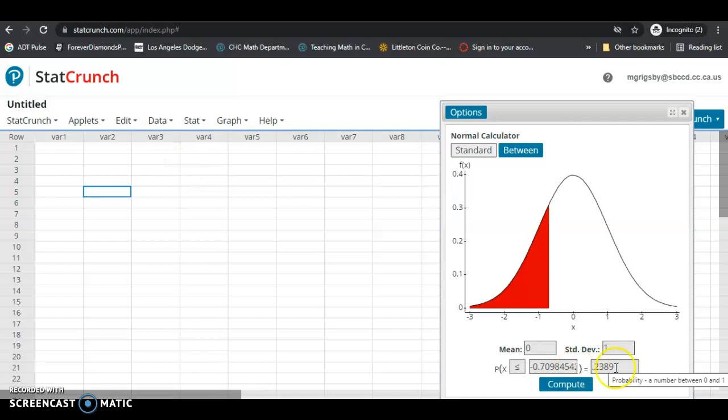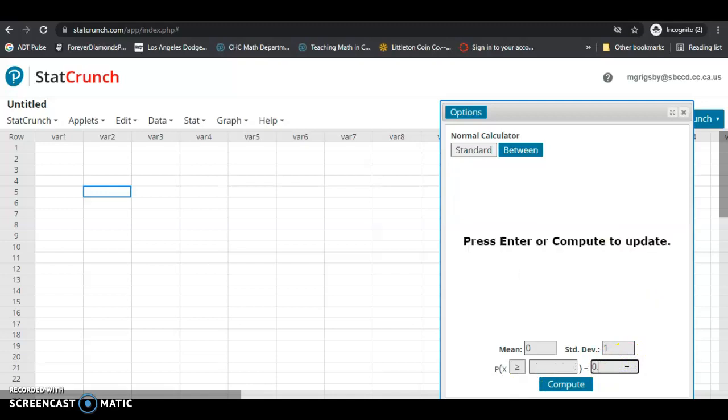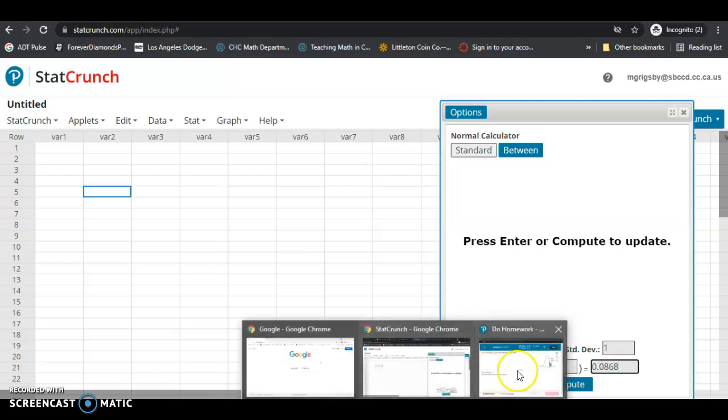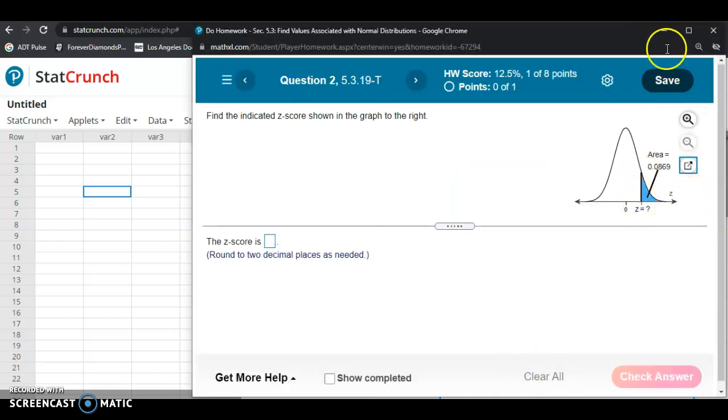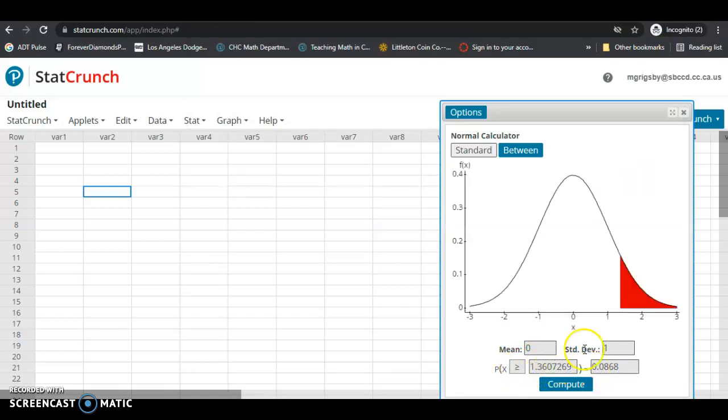The only thing we're going to change is the direction of the symbol, and then we're going to input the new probability, 0.0869. When we click compute, the z-score will appear in this box. Because the given area is to the right of the indicated z-score, that's why we're selecting the greater than or equal to symbol. So click compute, and we get the same diagram that's in the problem.